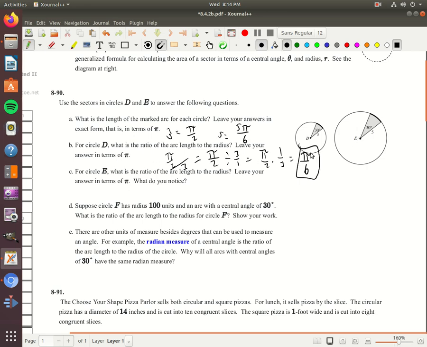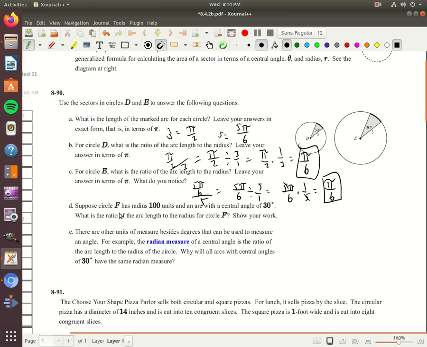And then for E, it says to do the same thing. What's the ratio of the arc length, 5 pi over 6, compared to the radius? And our radius is 5. Again, we wouldn't want to write it like a triple stack, so 5 pi over 6 is the same as dividing by 5 over 1, but we never divide fractions. We always multiply by reciprocals. So hopefully you can see we get a little cross-canceling there. And lo and behold, it's still pi over 6. So we get that same ratio.